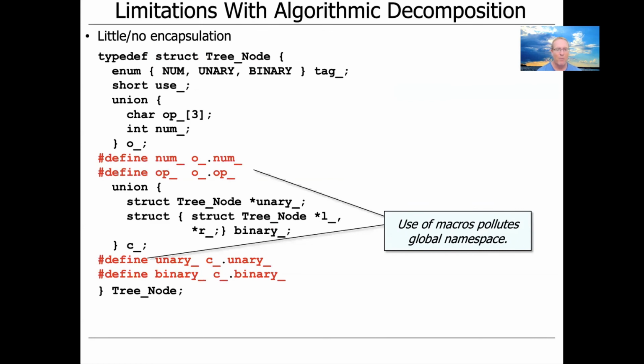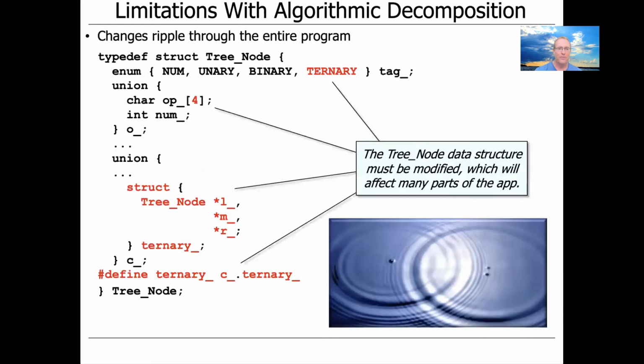Another more minor problem is that we use some macros here to simplify the use of the unions. And of course, anytime you use macros, you're just asking for trouble and you're polluting the global namespace. Another problem with the lack of encapsulation and the lack of proper object-oriented design and hierarchical modeling of the design space is that any changes to this God struct, the tree node struct, will ripple through the entire program.